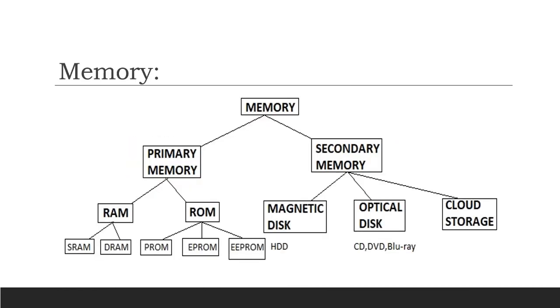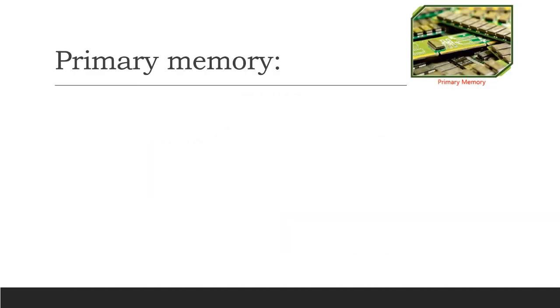Now we'll see the different types of memory. Memory is actually of two types, primary memory and secondary memory. Primary memory consists of two types, RAM and ROM, while secondary memory is of three types: magnetic disk, for example hard disk drive; optical disk, that is CDs, DVDs, Blu-ray disc and all; and cloud storage. RAM is again of two types, that is SRAM, static RAM, and dynamic RAM, DRAM. ROM is of PROM, EPROM, EEPROM. We will see each of these in detail.